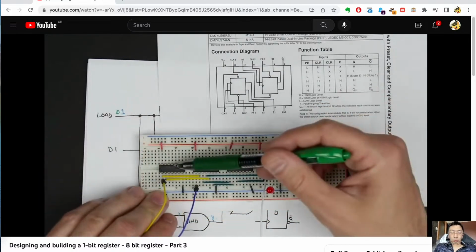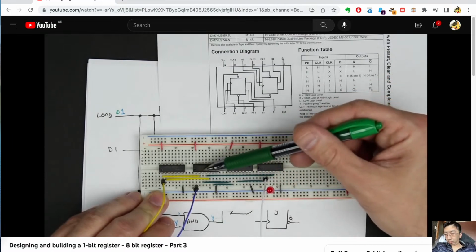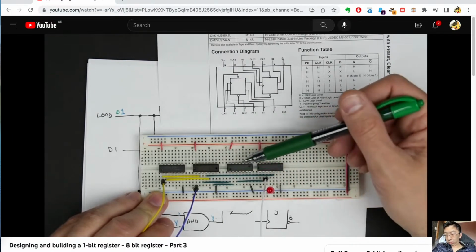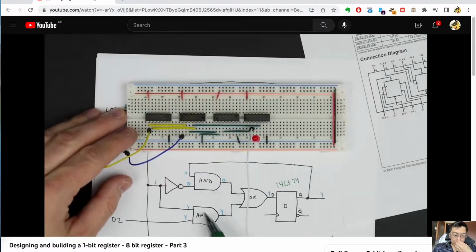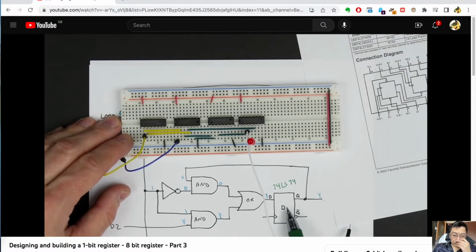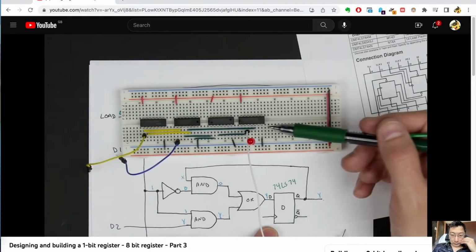And then I've got an inverter. This is a 74LS04 inverter. I've got some AND gates. This is a 74LS08. It's got 4 AND gates on it. We're using 2 of them here. And then the 74LS32, which is the OR gate. And so we're using 1 inverter, 2 AND gates, an OR gate, and in this case, I just have one of the D flip-flops on the 74LS74 chip wired up.